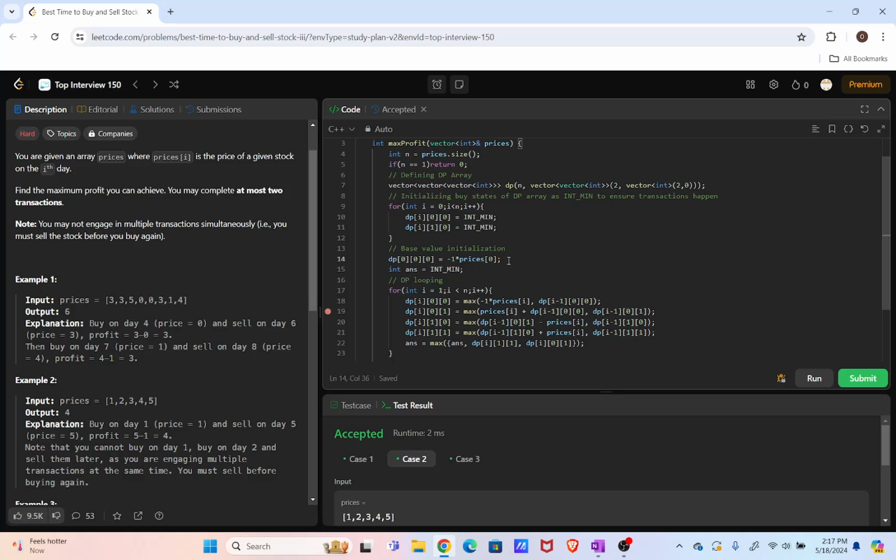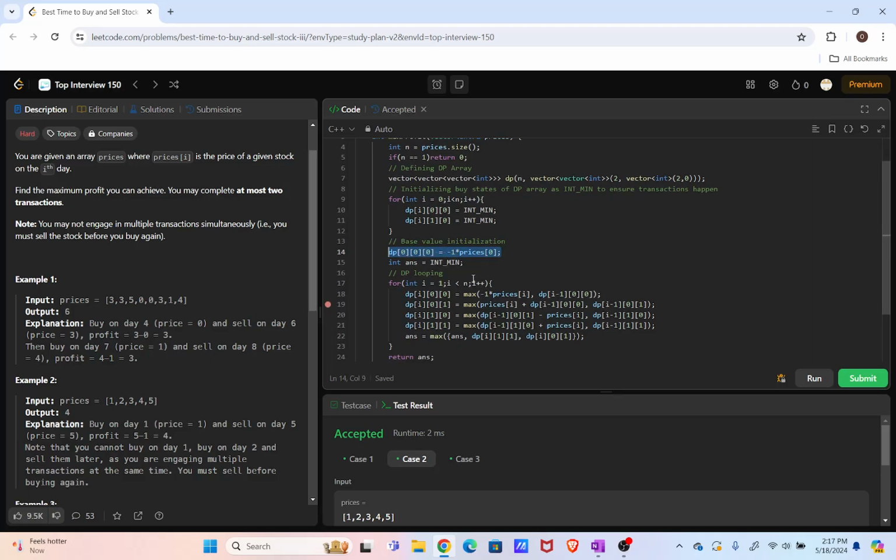If I am at the first index for the first transaction and doing a buy, it is always optimal to do a buy there, because there is no previous option. There is no DP of i minus 1 there. And if I don't do a buy, int min is always highly negative. So the most optimal choice there will be to buy it. That's the only option I have, in other words. That's it. So that is the initialization that I do.